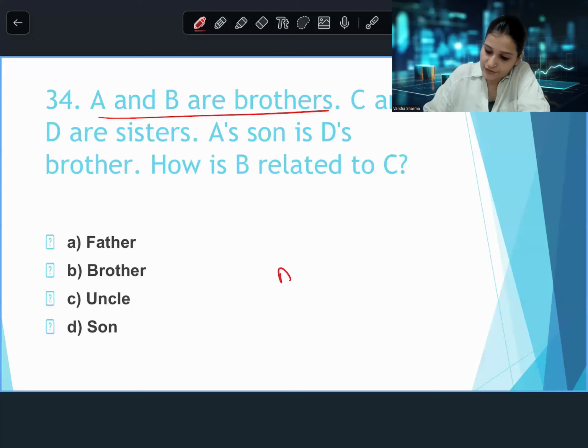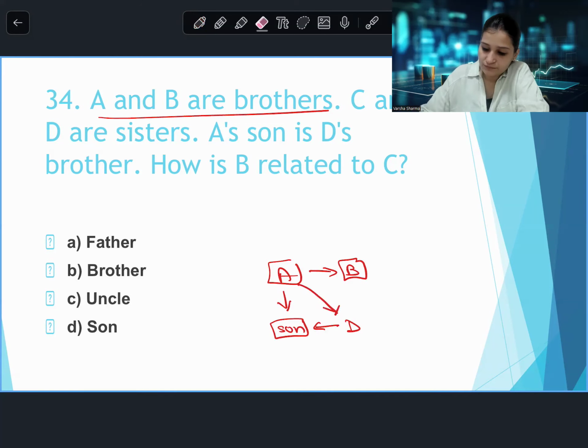A and B are brothers. A's son is D's brother. That means D is also a child of A. If A's son is D's brother, then D is also a child of A.